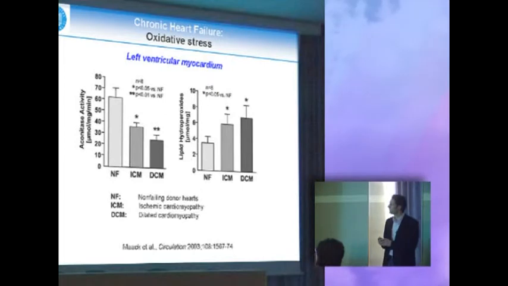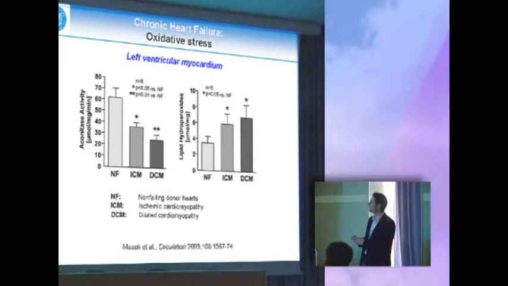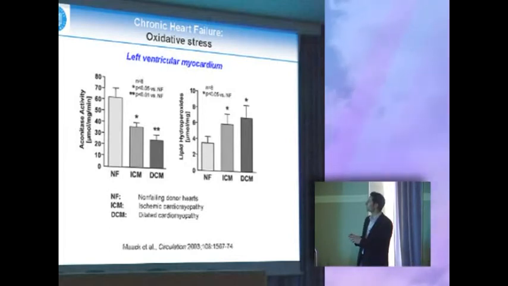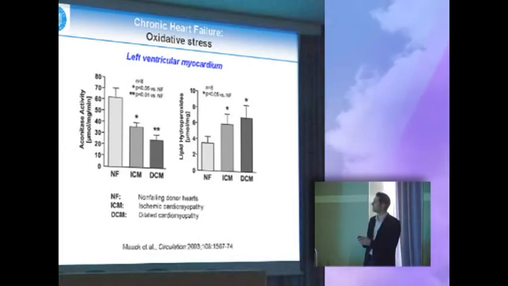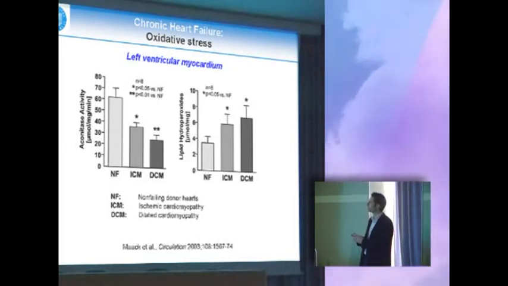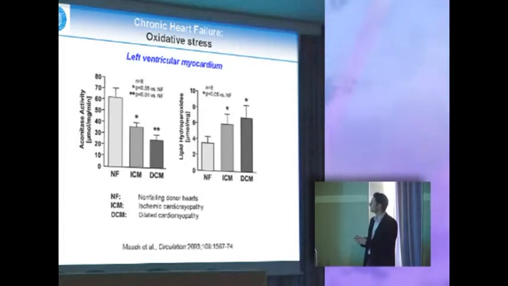These are left ventricular tissues from patients with either ischemic or dilated cardiomyopathy compared to non-failing controls. And you see that aconitase activity, as a ROS-sensitive enzyme which is inactivated by ROS, is decreased, and this correlates well with increased lipid peroxidation in these samples.